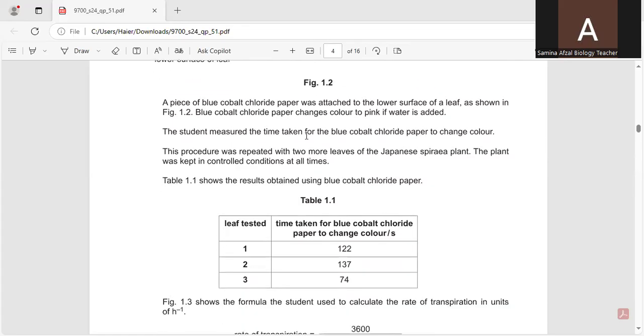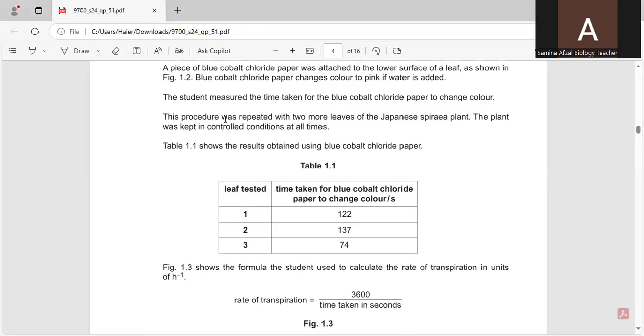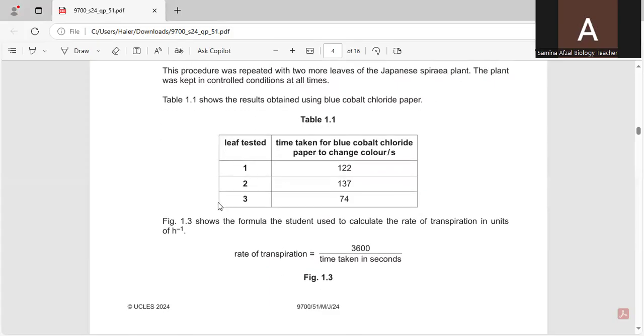A piece of blue cobalt chloride paper was attached to the lower surface of the leaf as shown in Figure 1.2. Blue cobalt chloride paper changes color to pink if water is added. The student measured the time taken for the blue cobalt chloride paper to change color. This procedure was repeated with two more leaves of the Japanese spirea plant. The plant was kept in controlled conditions at all times. Show the results obtained using the cobalt chloride paper. There were three leaves tested for this purpose.